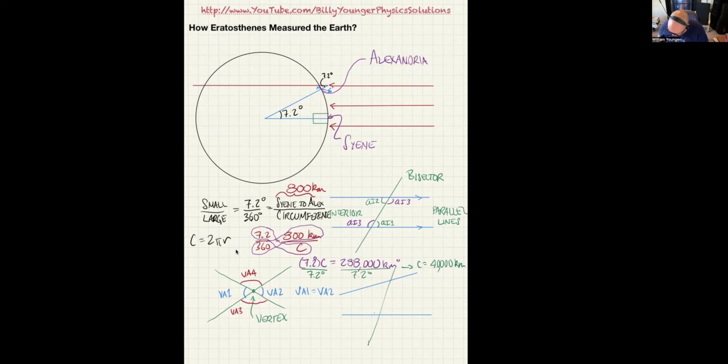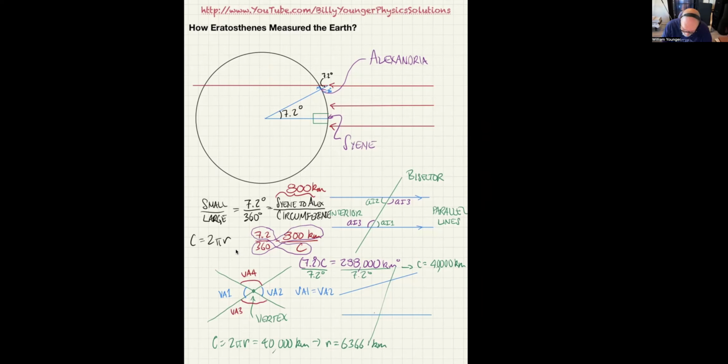So you can verify that for yourself. 288,000 divided by 7.2 gives me 40,000 kilometers, and that was what he argued the circumference of the Earth was, which is actually really, really close. In fact, you can now say circumference is equal to 2 pi r, and that's equal to 40,000 kilometers. Therefore, R would be equal to 40,000 divided by 2 times 3.14159, and I get 6,366 kilometers.